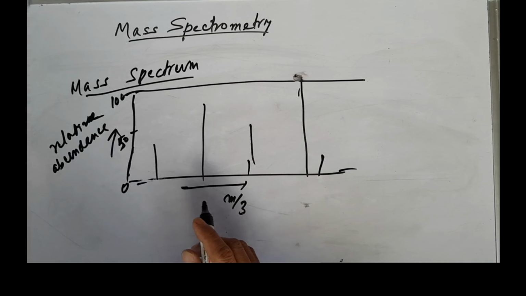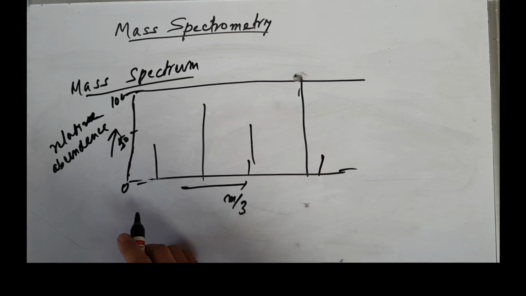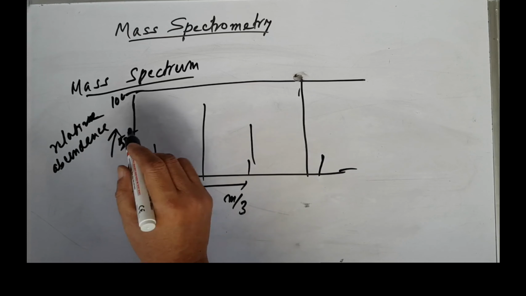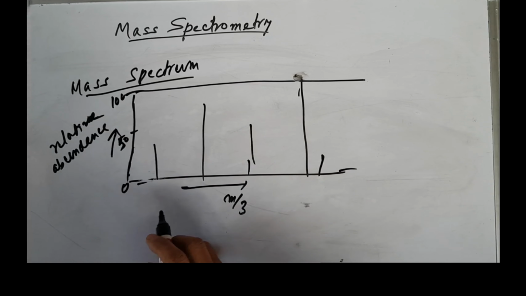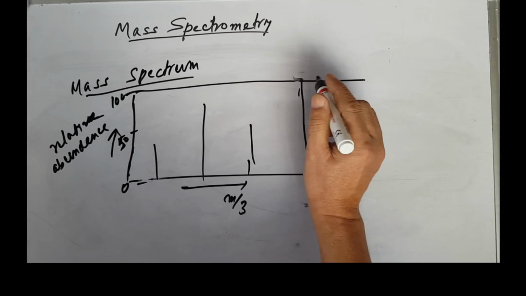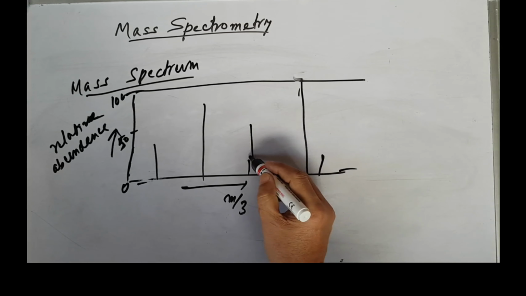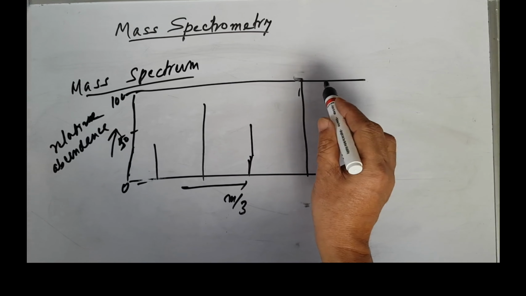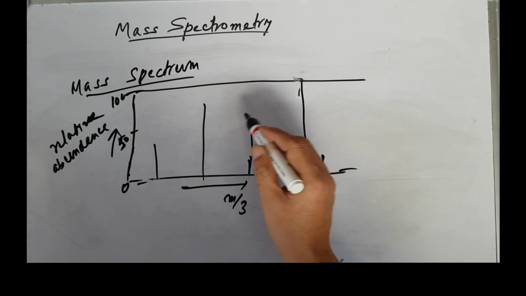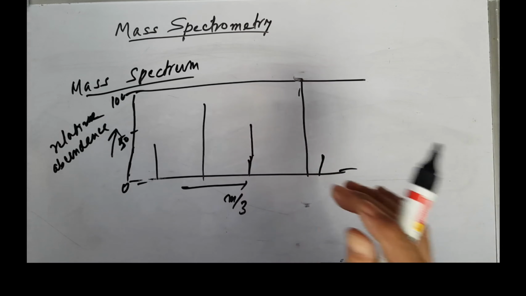So what does relative abundance mean? Relative abundance is the percentage of the ion current. That means the highest peak will be 100. All the peaks are relative to this highest one, and we calculate the percentage abundance of each compound.